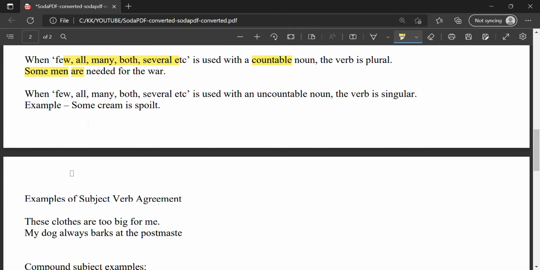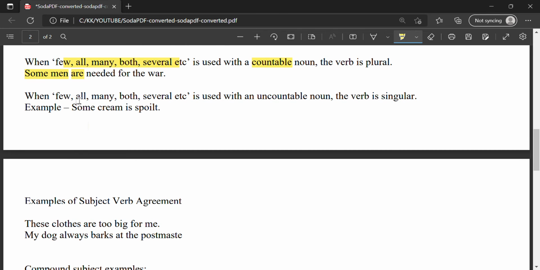Next we have the same thing. Is it repeating? No, it's not. Few, all, many, both, several, etc. are used with uncountable nouns too. In that case the verb is singular. So these same words can be used for plural, that is countable nouns, and also for uncountable nouns.